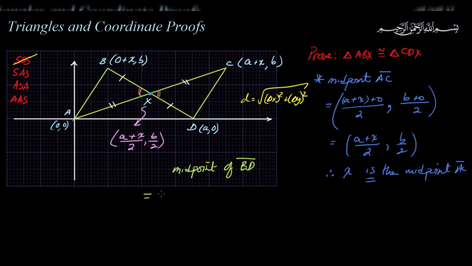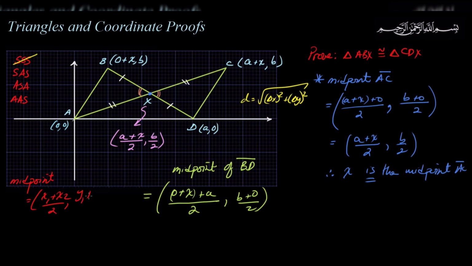To do that, we again do the average of the x's. So start with here. We take the 0 plus x, that's the b, and then what's the x over here? Oh, that's a right here. Average of the x's plus a divided by 2, and average of the y's, in this case, is b plus 0 divided by 2. Again, the midpoint formula is this. The midpoint is simply the average of the x's, x1 plus x2 over 2, and y1 plus y2 over 2.